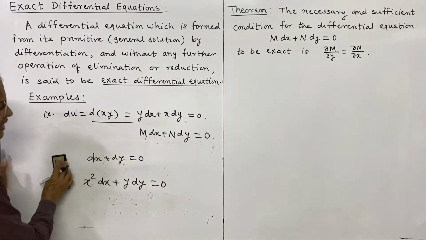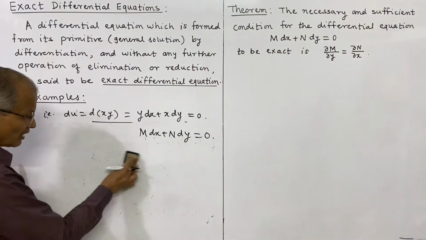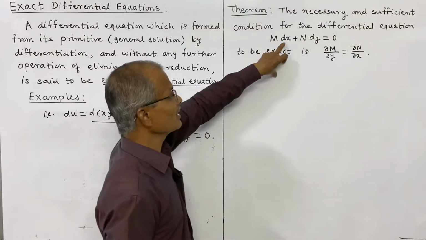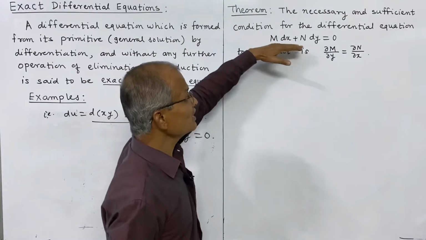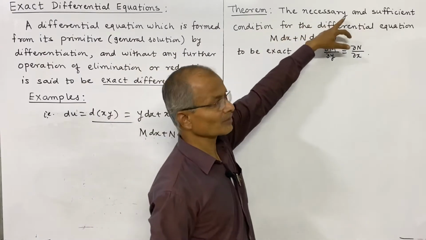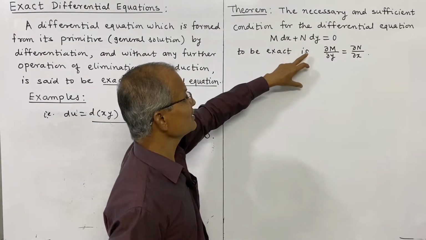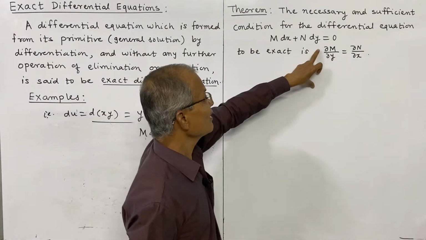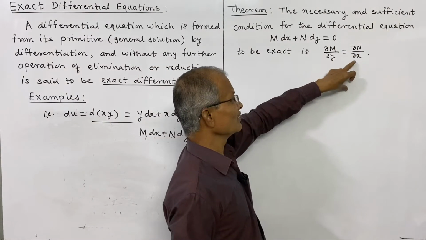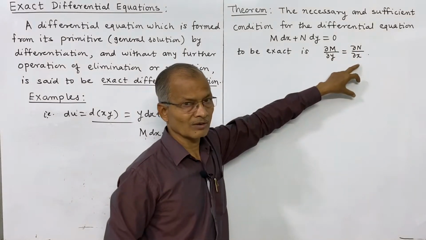So that means an exact differential equation, or a differential equation of first order, can be written in this form, m dx plus n dy. This equation will be exact if and only if, the necessary and sufficient condition, it is two-way: if this differential equation is exact, then the partial derivative of m with respect to y is equal to the partial derivative of n with respect to x. That is dou m by dou y is equal to dou n by dou x.